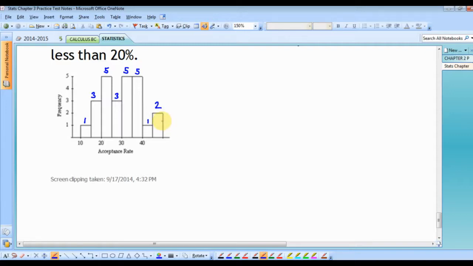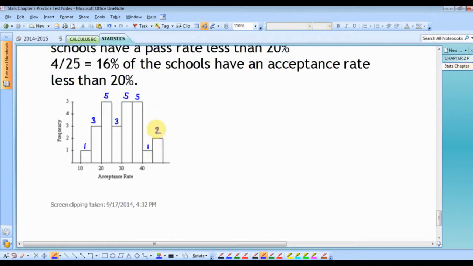And that's how you figured out that it was out of 25 schools? The question tells you? Yeah. Okay. Oh, okay. Yeah, I can add.